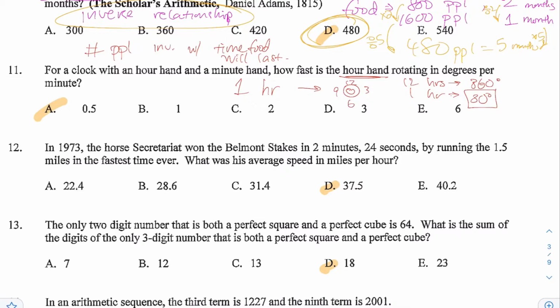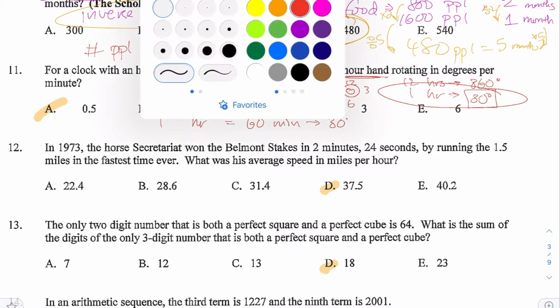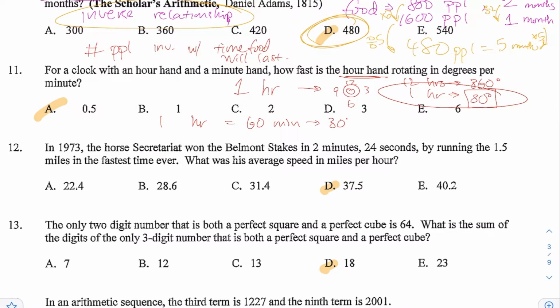So because the hour hand is moving 30 degrees per hour, you know that 1 hour is equal to 60 minutes. And if that's equal to 30 degrees, to figure out the minute, you'll have to divide by 60. So in each minute, you'll have 30 divided by 60, or 1/2 a degree. That's choice A.